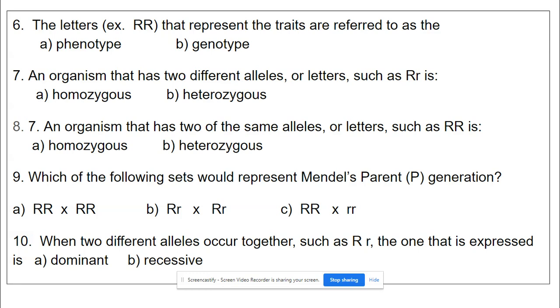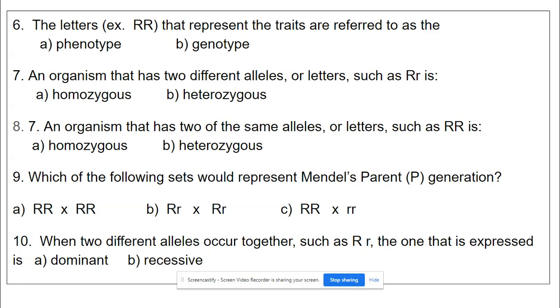Number 8, looks like I have a little typo there. An organism that has 2 of the same alleles or letters, such as capital R, is homozygous. Specifically, we say that one is homozygous dominant because it has both dominant alleles.